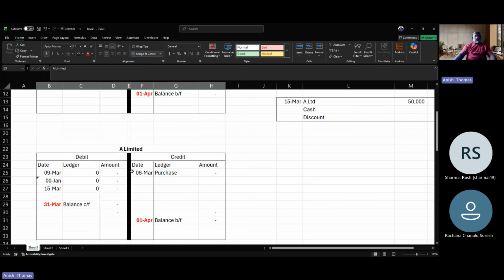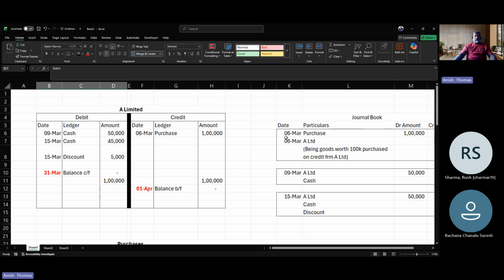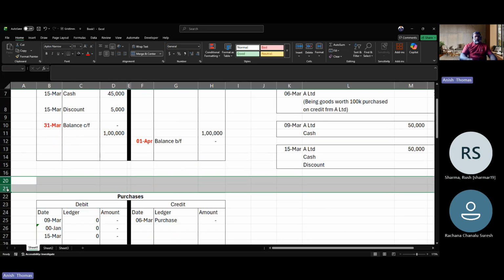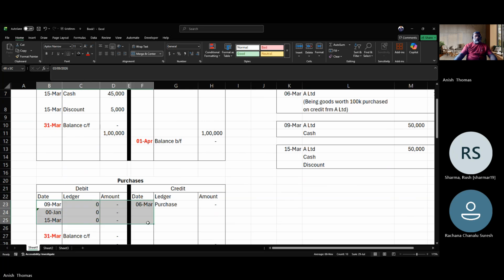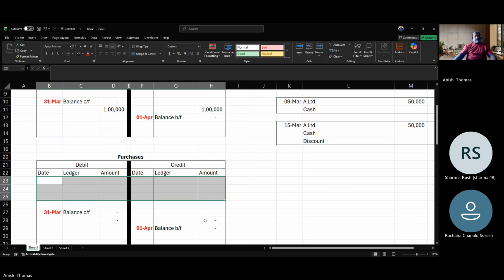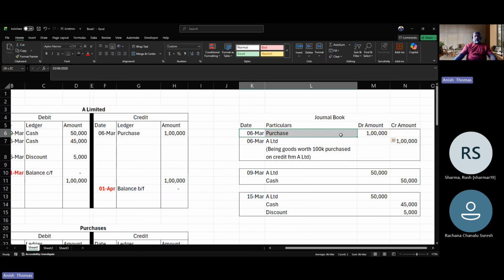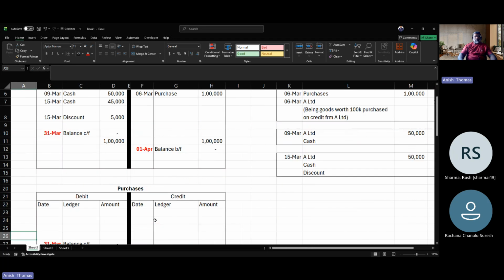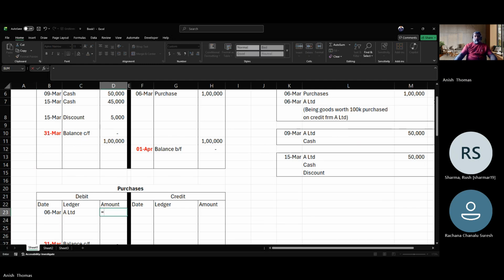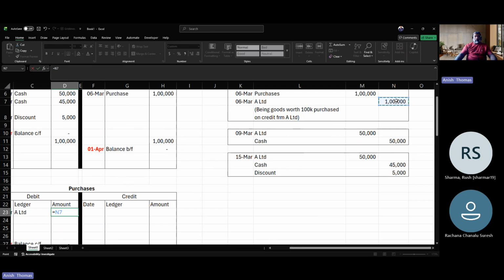This is one account, A Limited, no change over here. I'm going to title this account as purchases. Okay, and I'm going to post this entry into the purchases account over here. As you can see, I have only one entry in purchases. So I'm going to post this entry over here with the date, 6th of March. It's going to be A Limited, and my amount is going to be 100,000.